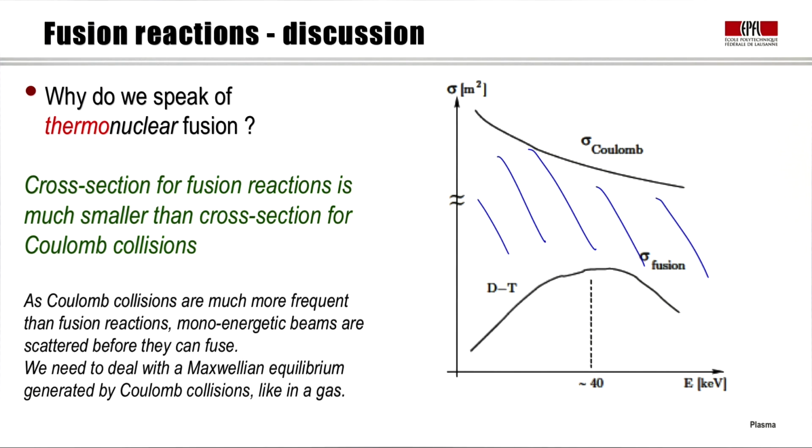So if we think of a monoenergetic beam, well, that would be scattered in a plasma before the particles can fuse. So in practice, that also means that we need to deal with a Maxwellian distribution, which results from an equilibrium generated by Coulomb collisions, a little bit like in a normal gas. And that's why we speak of thermonuclear fusion.